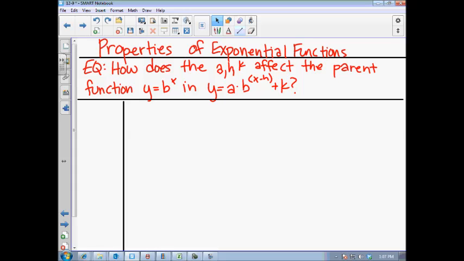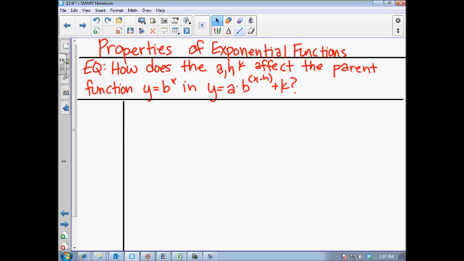How do a, h, and k affect the parent function? The parent function is some number b raised to the x. Okay, so we have different values that can manipulate our function. One could be an a, which is a value that's being multiplied to the base. One could be a minus h, which means the exponent can have something manipulated. And outside the function, we have a plus k.